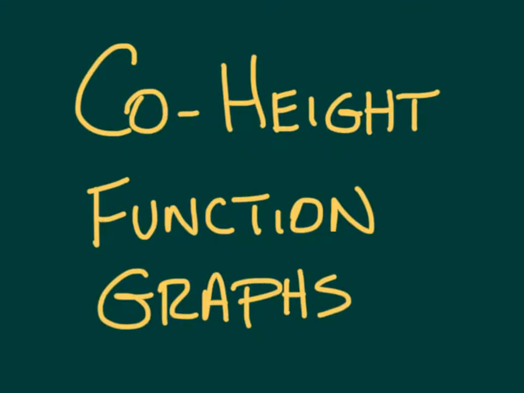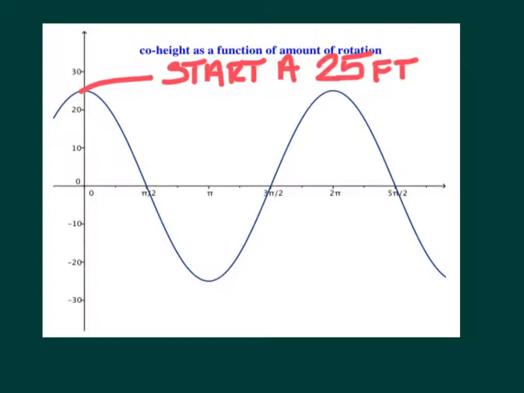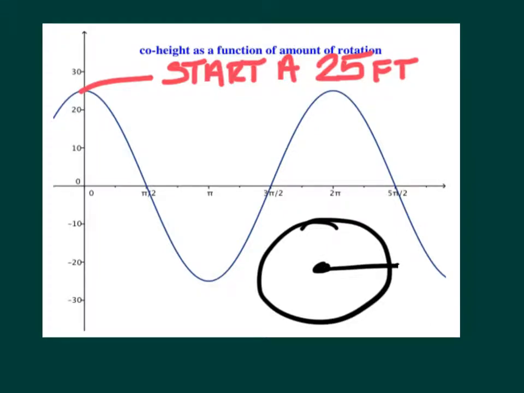The co-height function graphs. Alright, here is the co-height as a function of amount of rotation. So remember when the car was at the 3 o'clock position and the co-height is 25. Here is a Ferris wheel and the car started here and the distance from the center to that car is 25 feet. If you're in this direction for co-height, it's positive. This direction is negative in relation to the x-axis. So it starts at 25 feet when you're at the 3 o'clock position.